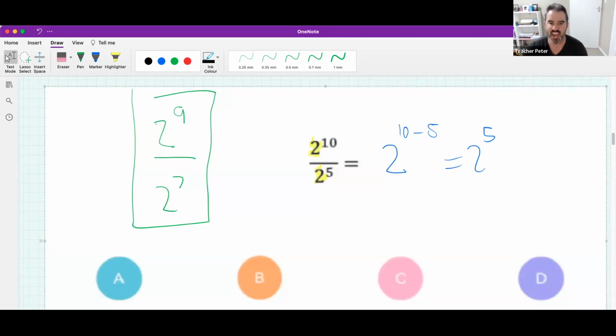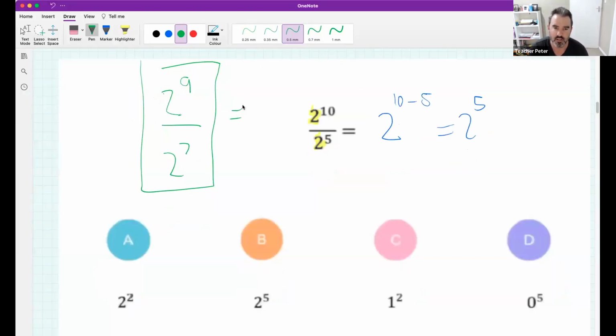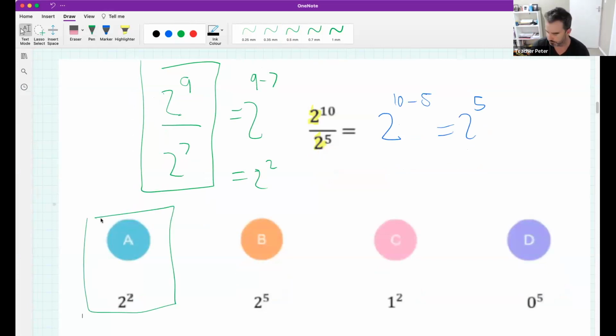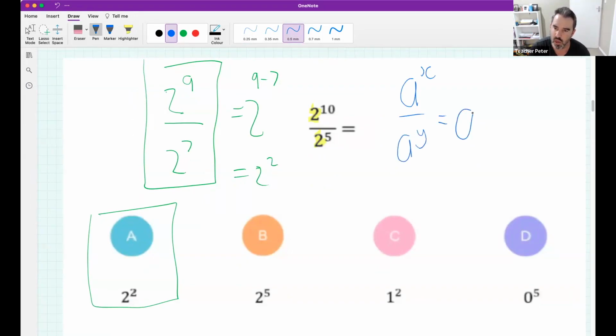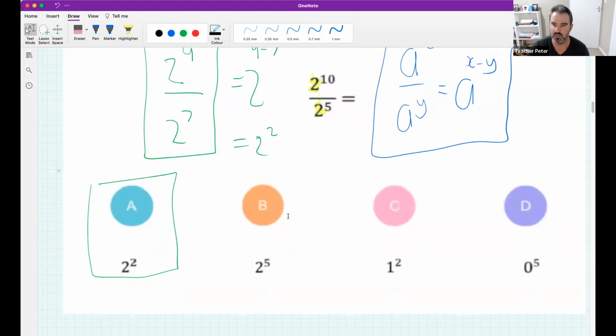So it seems to me like A is the correct answer. And let's understand why. Well, the base is the same, so therefore we can subtract the powers. So we get 2 to the power of 2. Give me a thumbs up if everything's fine so far. Give me a thumbs down if you're feeling a bit lost. What does that law look like if we write it out? It looks something like this. So that's what law 2 looks like with exponents and rational exponents.